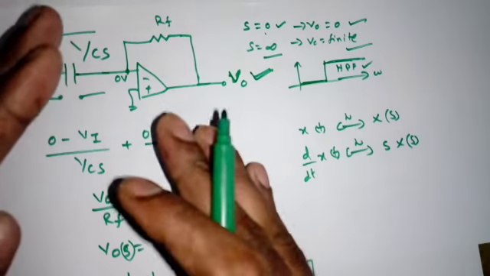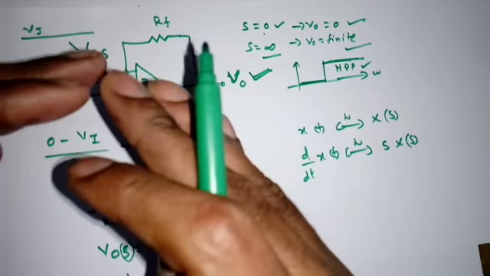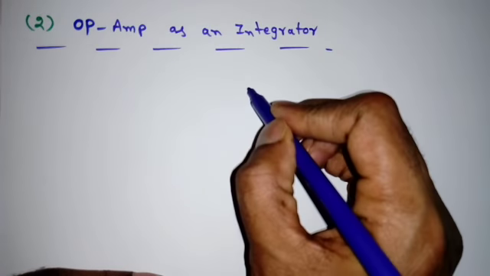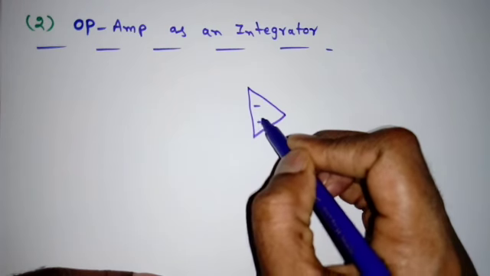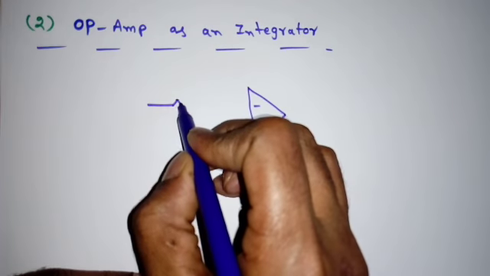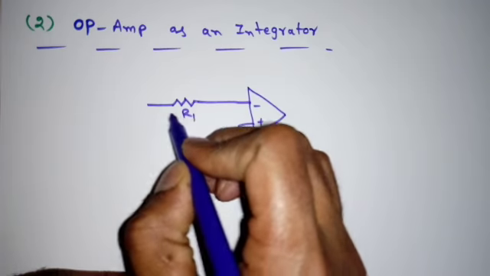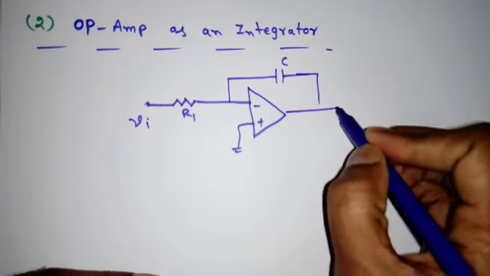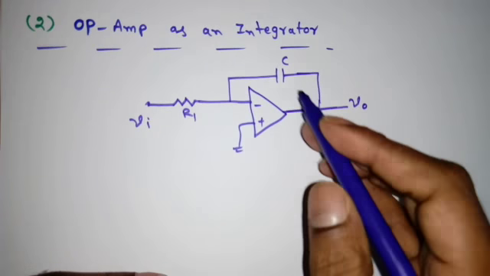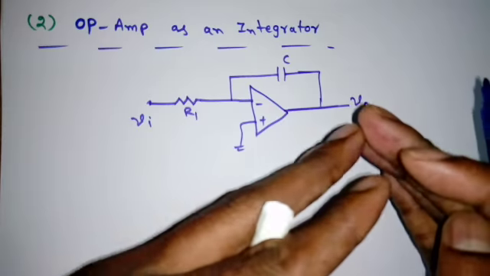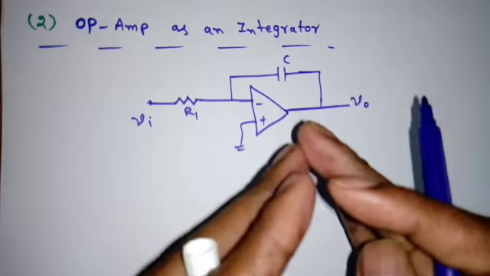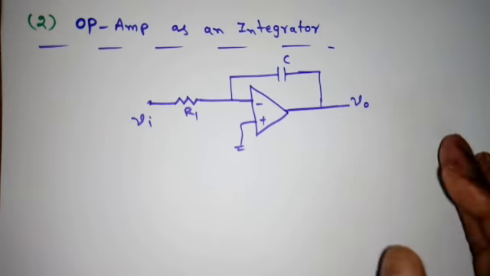Next we will see the operational amplifier as an integrator. This analysis will be as it is, no change at all, but the capacitor location will be changed. That's it. Now we'll discuss the integrator circuit. Same minus and plus, with plus connected to ground. Here I will give some R1 to the input signal. In feedback I will use a capacitor C, and here we'll take V0. When we analyze the circuit, the output will be the integration of the input. That's why it is called an integrator, and it is nothing but a low pass filter also. We'll see the analysis one by one.